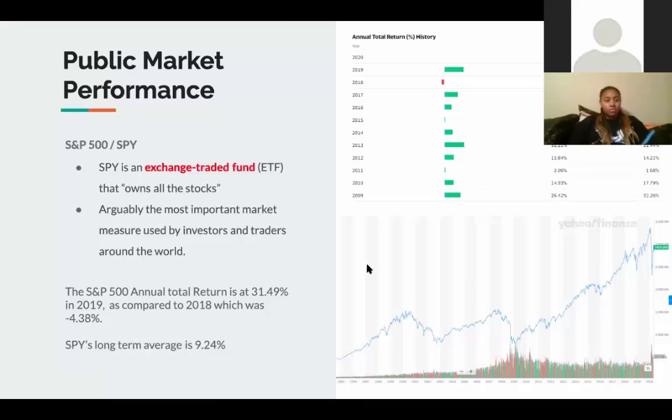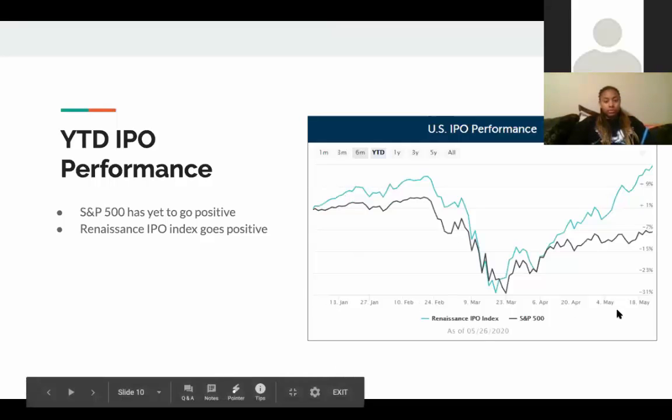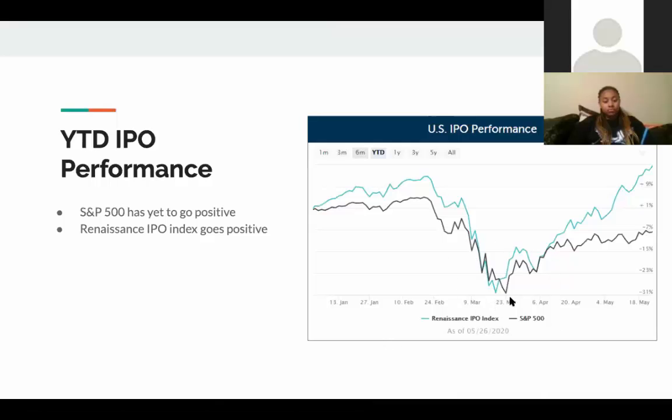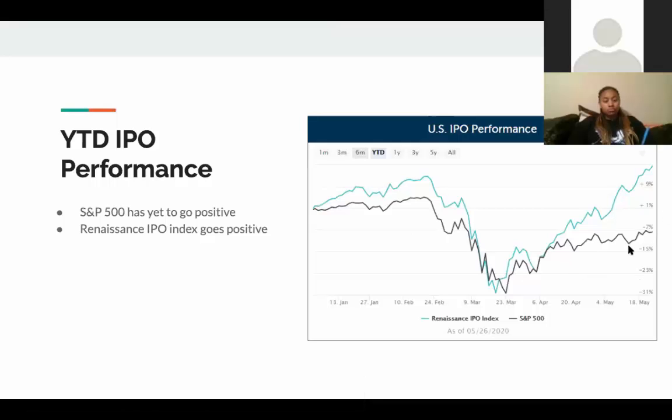A little bit more about year-to-date IPO performance, something more current: right here we have a chart from January 1st, 2020, including the recent crash due to COVID, comparing the S&P 500 and the Renaissance IPO index. You can notice that the S&P 500 has yet to go positive, but the Renaissance IPO index has already gone positive in 2020.